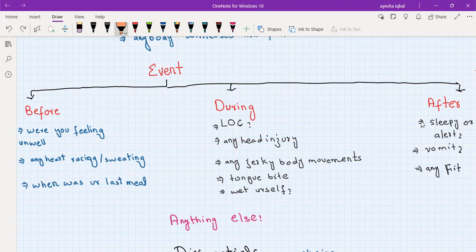Now, after the fall, we will ask the patient, how were you feeling after the fall? Were you sleepy or were you alert? Did you vomit? And did you experience any other fit? Vomiting and fit are also very important. For example, if the patient has had a head injury during the fall and he is vomiting afterwards, or if he is experiencing seizures afterward, then this means that the patient may have bleeding inside the skull, that is epidural or subdural hemorrhage. So it will warrant a CT scan. I will discuss head injury in further detail in a separate video as well, but just to give you some pointers here as to why we are asking these questions.